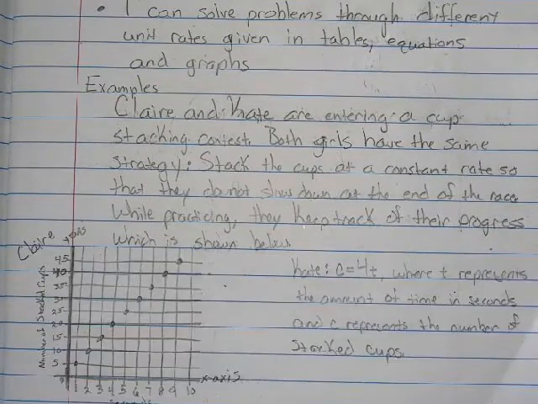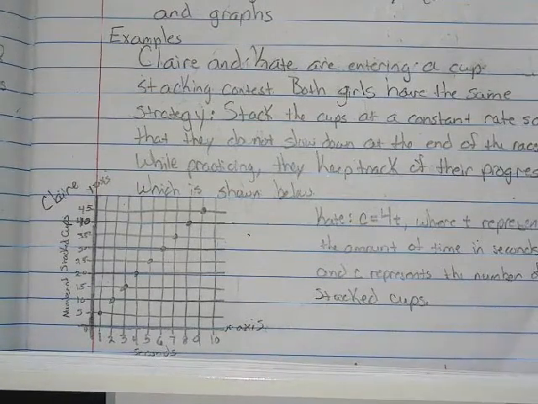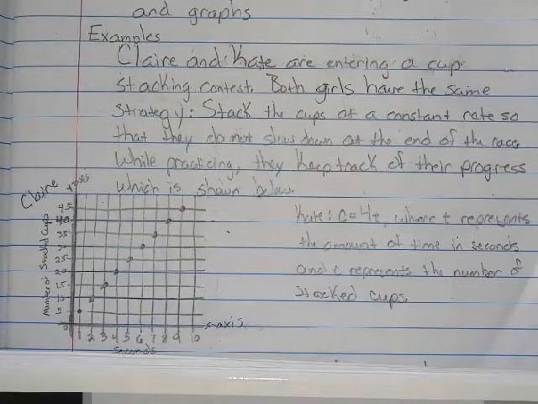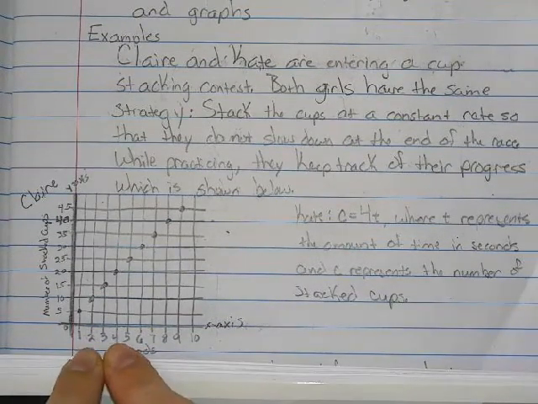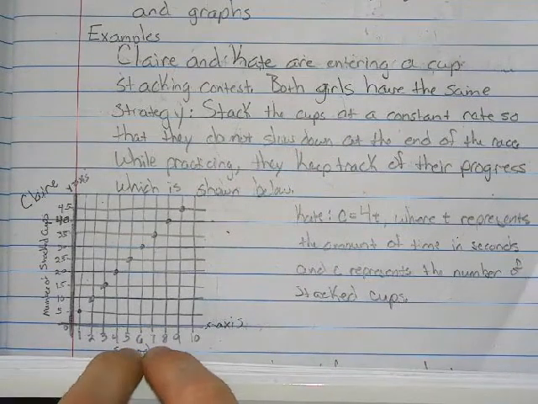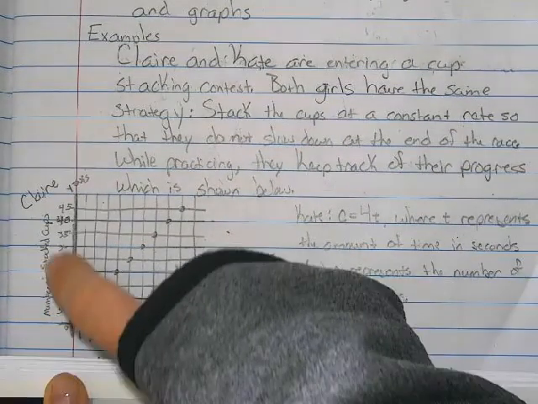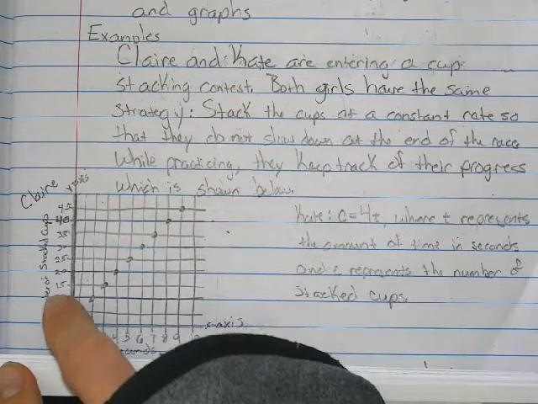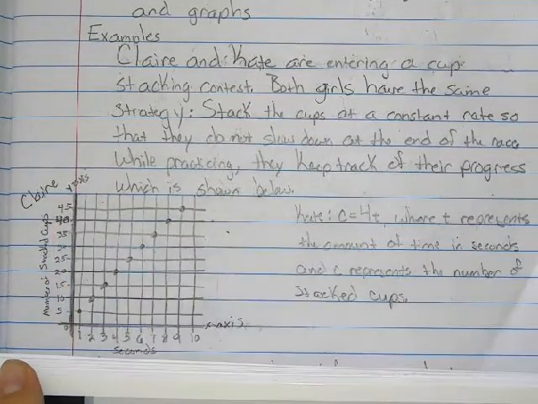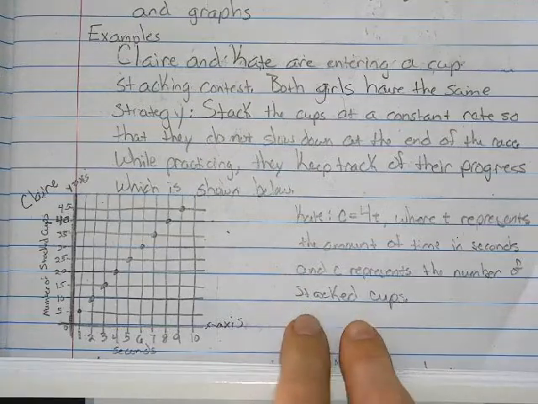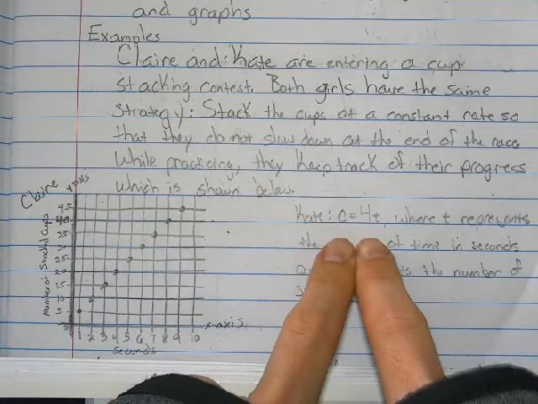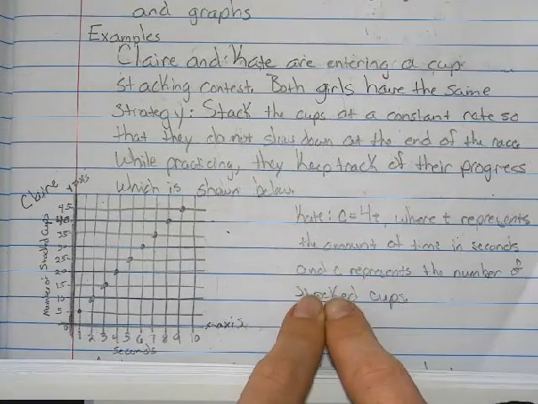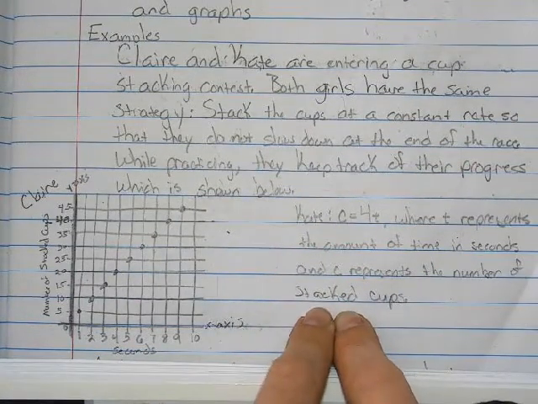So we look down here, we have two things that are given to us. We have a graph, which is Claire's, and down below it says seconds, so I know that's 1, 2, 3, 4, 5, 6, 7, 8, 9, and 10 seconds. Over here it says number of stacked cups, so that's 5, 10, 15, 20, 25, and so on. Kate, on the other hand, we're given an equation. It says Kate is C equals 4T, where T represents the amount of time in seconds, and C represents the number of cups being stacked.